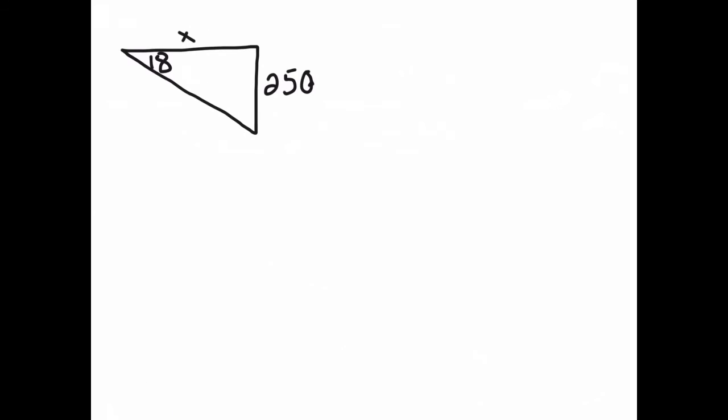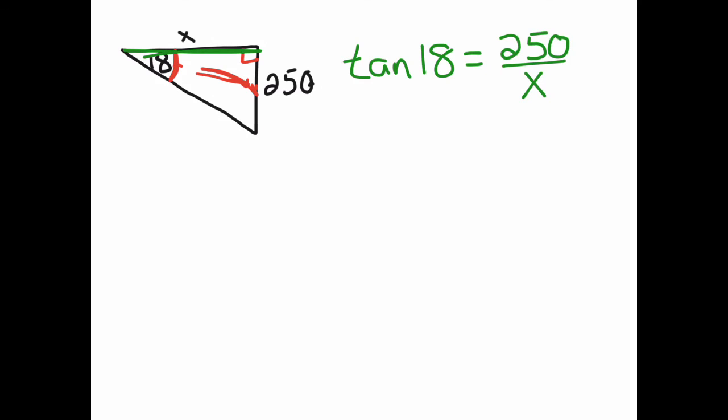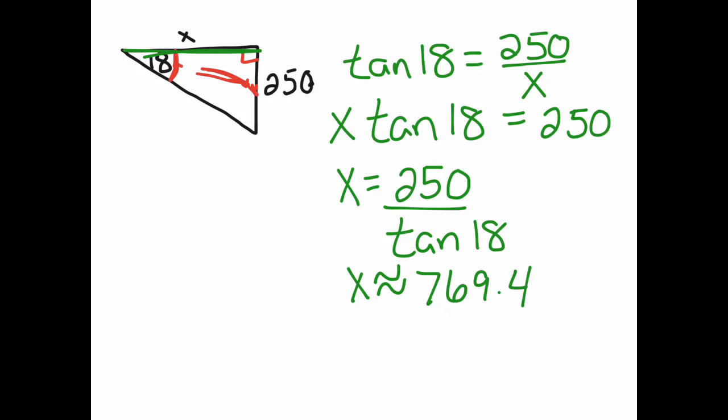So I've drawn this on this next page here, and this is our problem. We are definitely not using the hypotenuse across from the right angle, and instead we're going to start from this 18 and we're going to go across the opposite to 250 next to the adjacent here, which is going to be x. So the tangent of 18 will equal 250 over x, and then we'll solve this with algebra. And what you get is that x is approximately 769.4, which means that he is around 769 feet away from the ship.